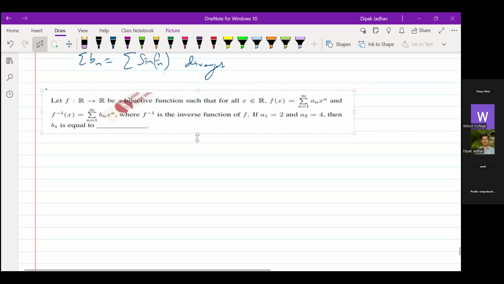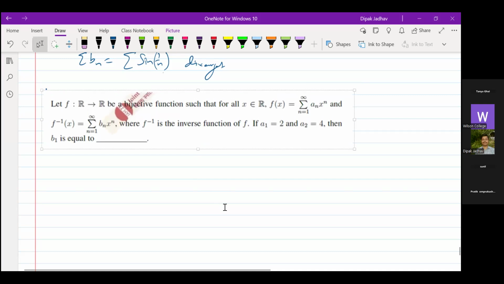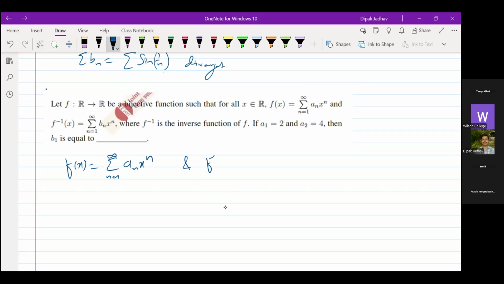Is it visible? There are two functions f and f inverse given in terms of power series. f of x is equal to summation n from 1 to infinity, a_n x raised to n, and f inverse of x is summation 1 to infinity, b_n x raised to n. It's given that f inverse is an inverse function of f. So what do we know about that? f compose f inverse is identity, and that is equal to f inverse compose f.